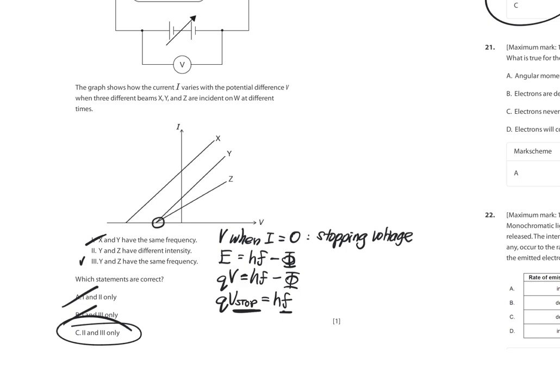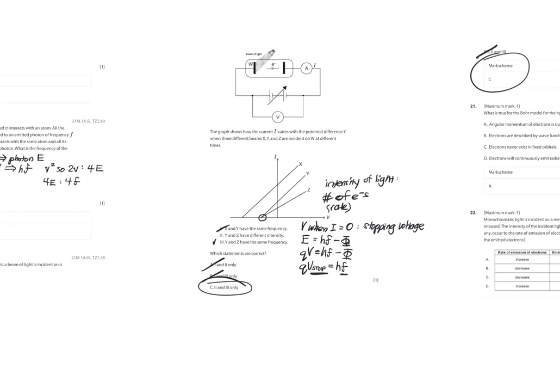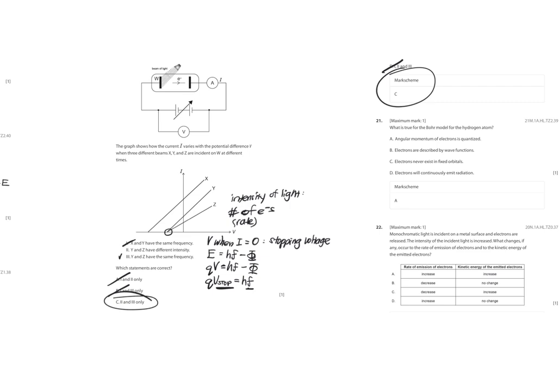And then Y and Z having different intensities, it probably has to do with the slope of the current versus voltage graph. I do know that the intensity of the light is related to the rate of electrons. But just by process of elimination, we know statement 1 is not true, so that gives us C for our answer for 20. All right, let's move on.